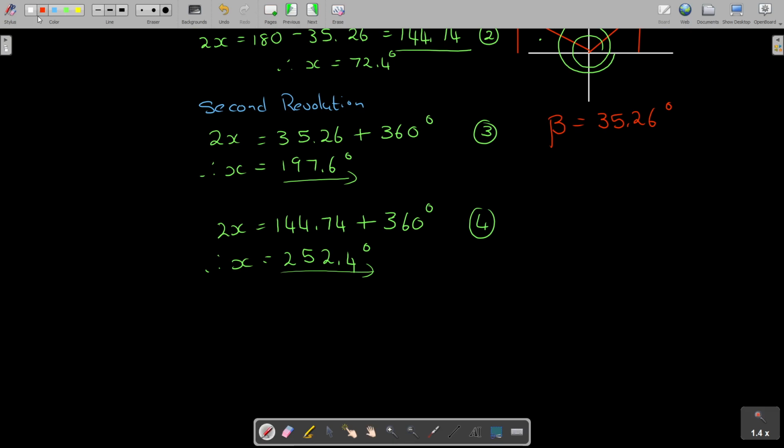And if you wish, you can then conclude by writing all the different answers again. So you can say, therefore, x equals 17.6 degrees, or x equals 72.4 degrees, or x equals 197.6 degrees, always 1 decimal place, final, or x equals 252.4 degrees. And that is how you finish this question off.